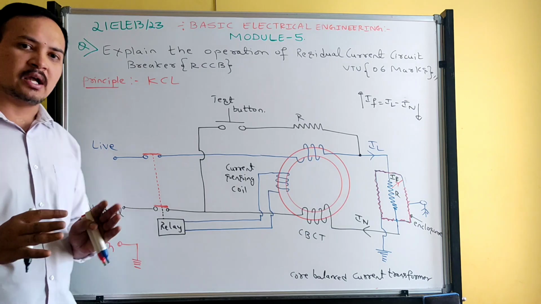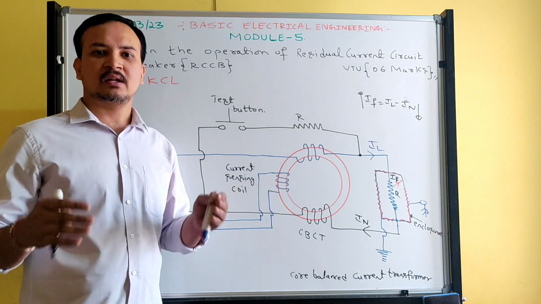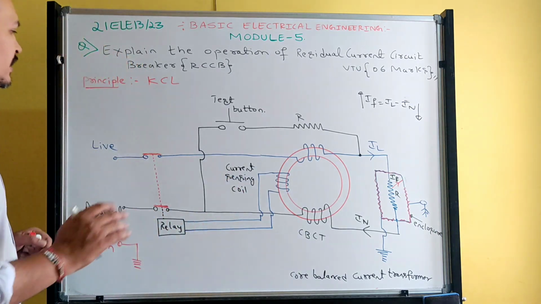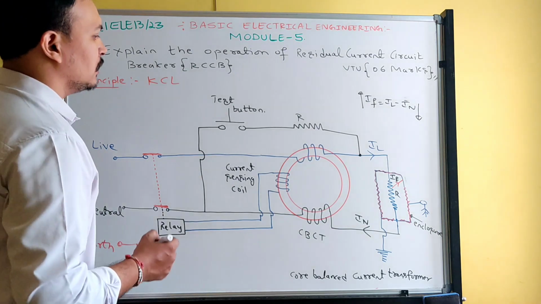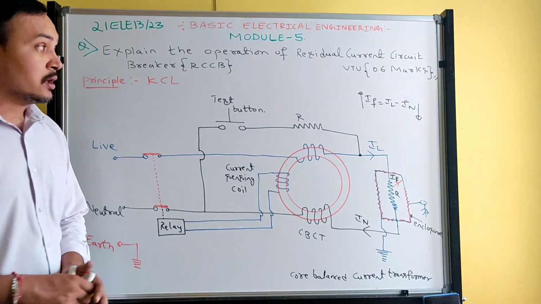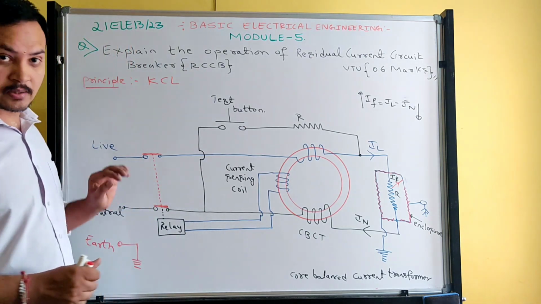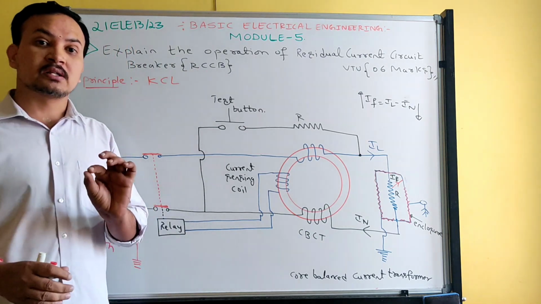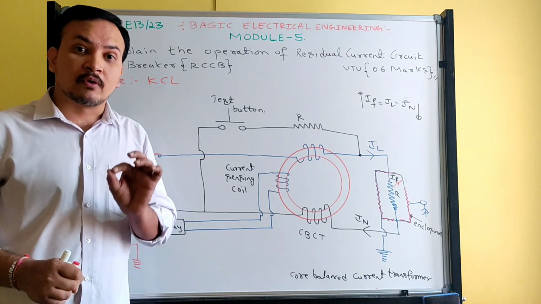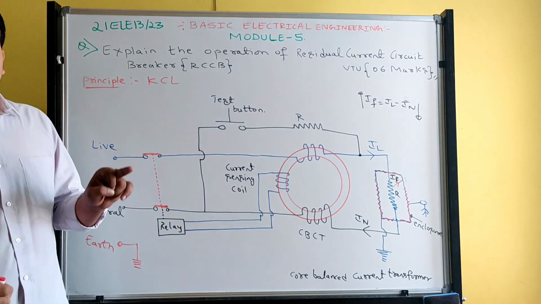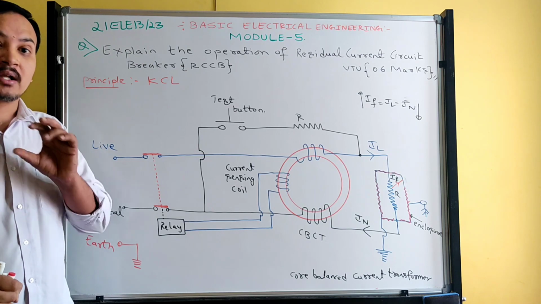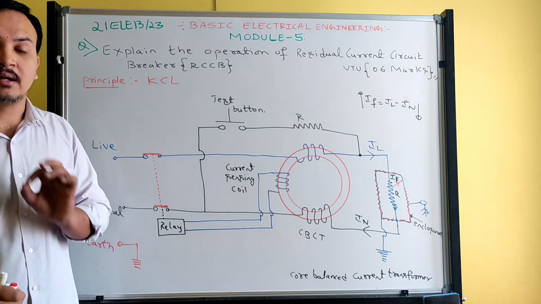See, whatever you understand, you write in a general way. Okay, that is recommended. Keep in mind, they are going to ask what is residual current. You must write in your explanation: residual current is nothing but the current flowing from live of the wire to the earth. That current is called residual current.